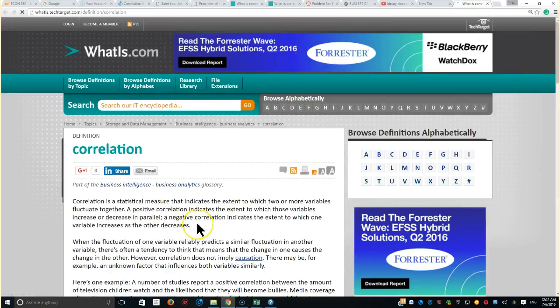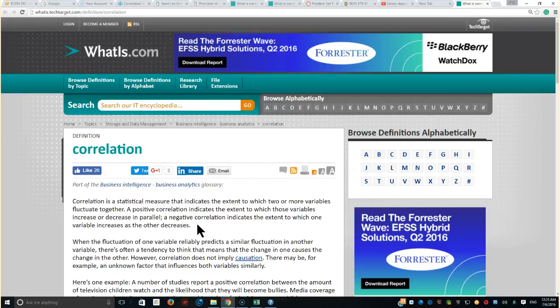Correlation, we know, is a statistical measure that indicates the extent to which two or more variables fluctuate together. So positive correlation shows you that two variables are either increasing or decreasing in parallel. It's not that positive correlation means they are both increasing or both decreasing. As long as they are increasing or decreasing in parallel, there is a positive correlation. On the other hand, negative correlation indicates that when one variable increases, of course the other one is going to decrease as a result.